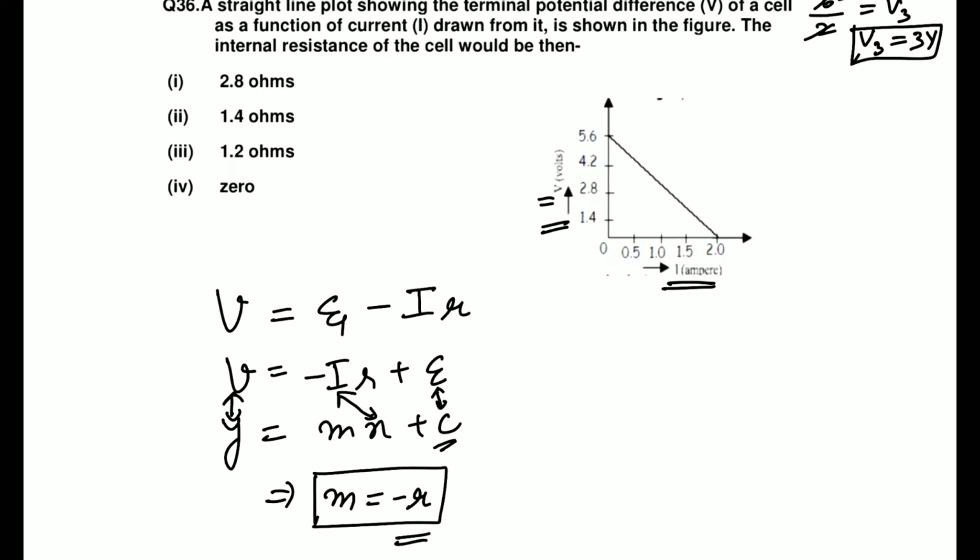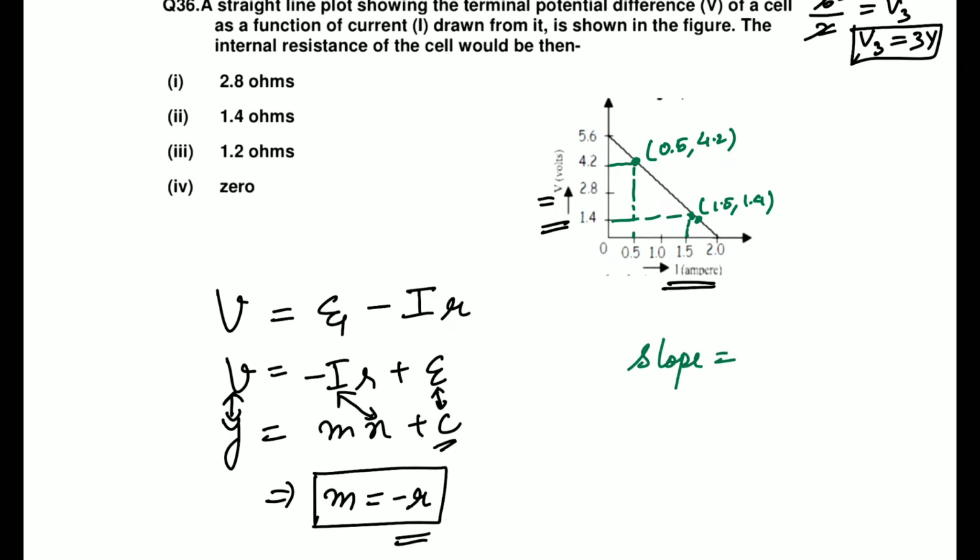Now how will I find out the slope? I will simply assume 2 points here, 1 point here and 1 point here. I'll assume 2 points here, and I will talk about the coordinates of these 2 points. This is 0.5 comma 4.2, and this one is actually 1.5 comma 1.4. Yes, I hope you guys can see that 1.5 comma 1.4, right?